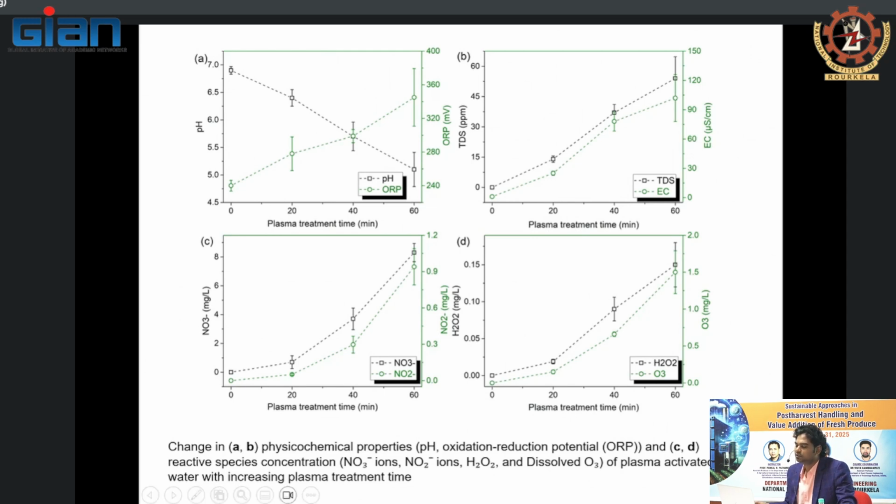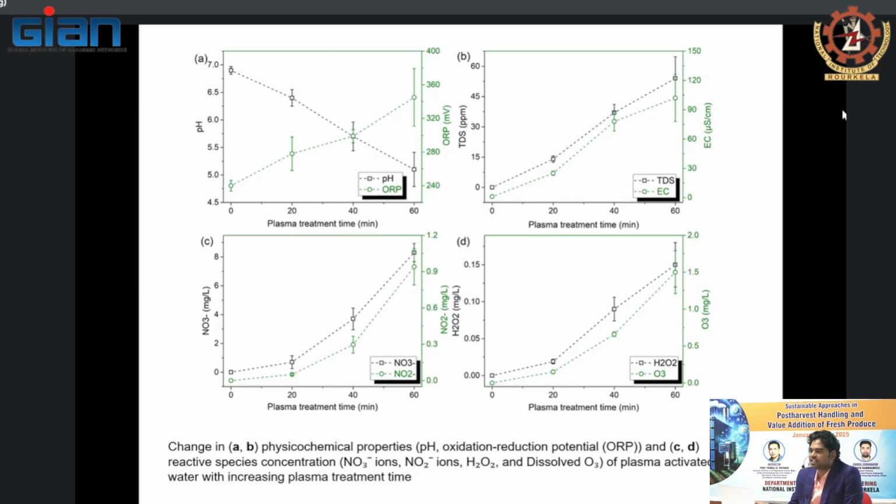Okay, as such plasma has different applications, as I said, modification and then seed germination, modification of starch. We are not going in depth into those aspects, but as such plasma activated water can be used as an alternative to vegetable washing or cleansing solutions. This is one of the potential applications of plasma activated water.